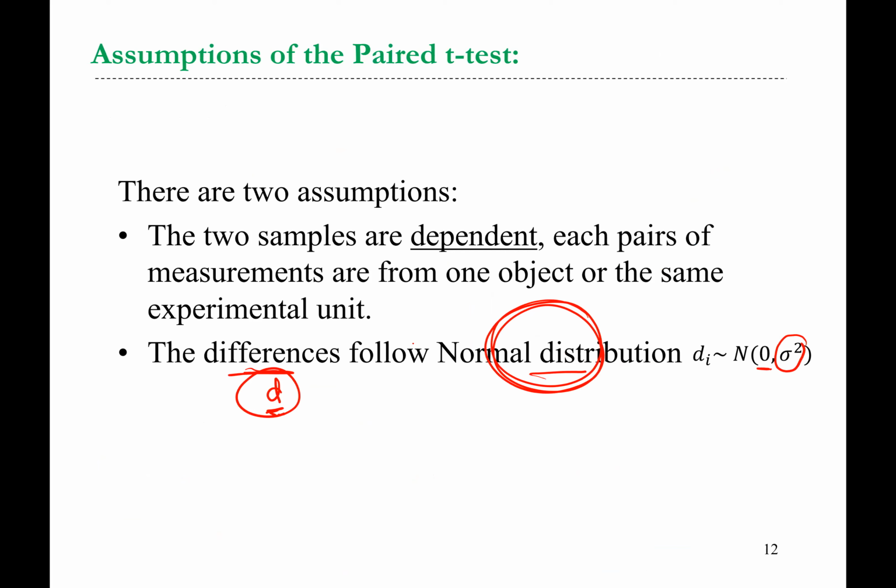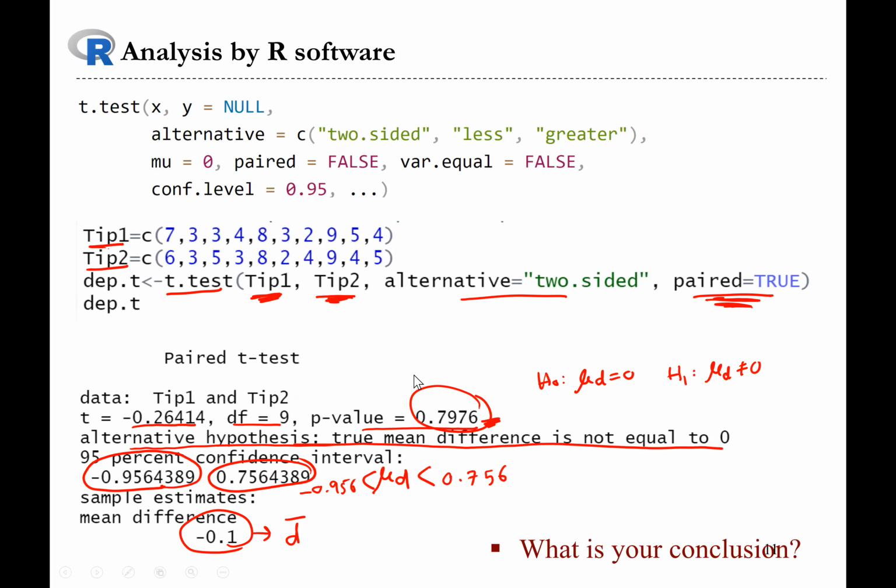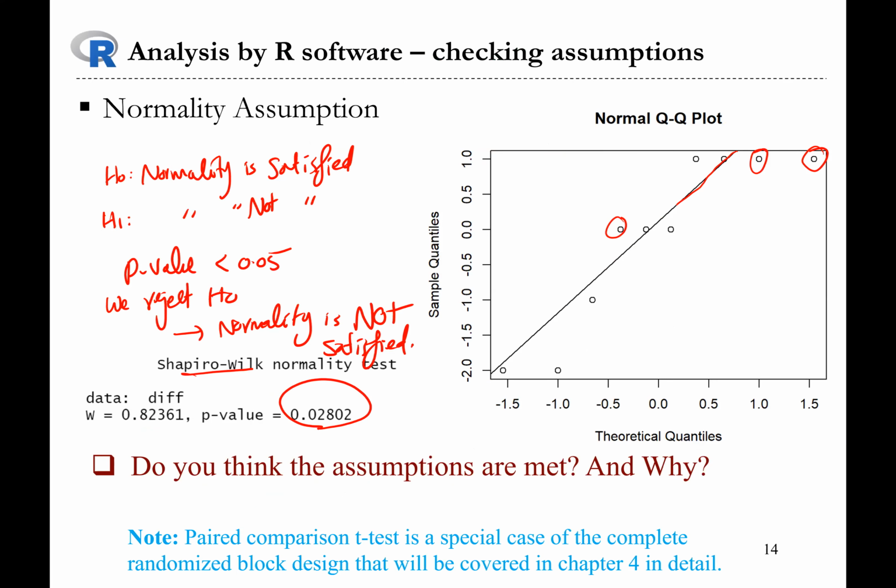I shouldn't conclude that they are equal. I shouldn't conclude tab 1 and tab 2 are equal in terms of hardness unless I fix the problem of the assumption. So how do I fix the problem? I need to fix normality. There are many ways. One of them is to find some transformation that makes your data follow a normal distribution. We will cover this one later. But now we cannot conclude tab 1 and tab 2 are the same in terms of hardness. We need to fix the assumption.